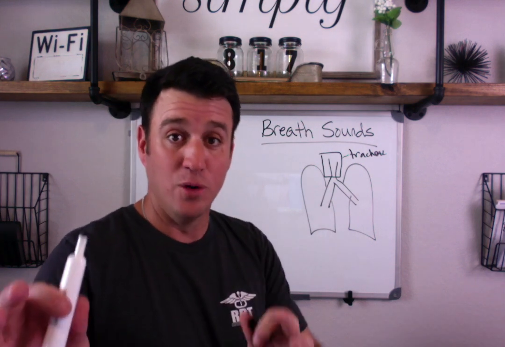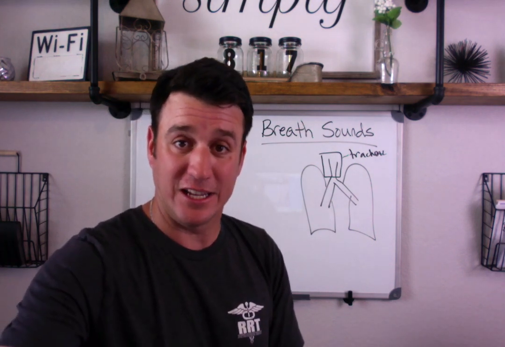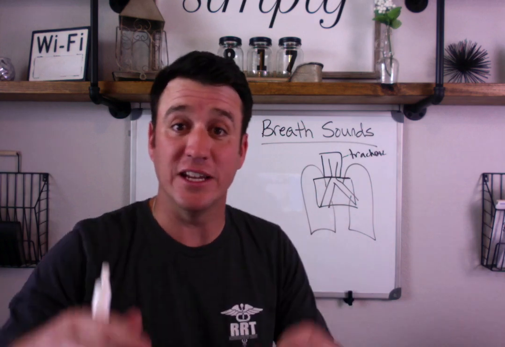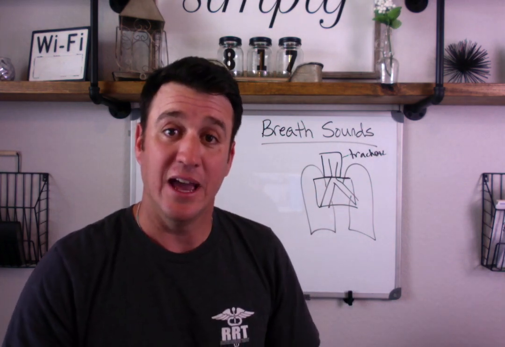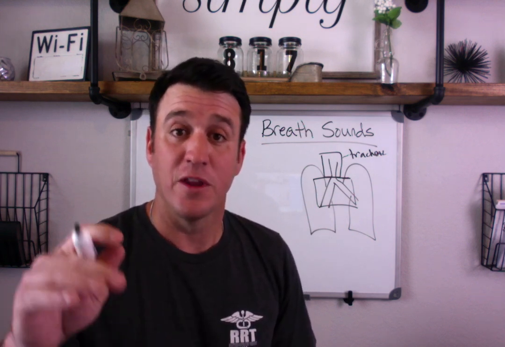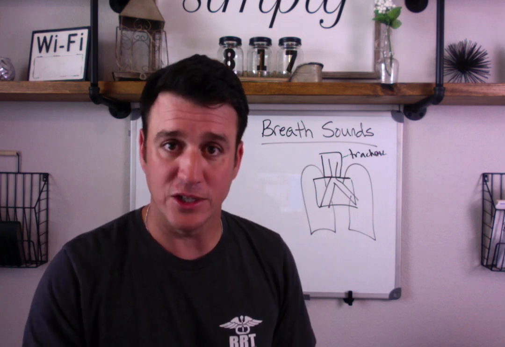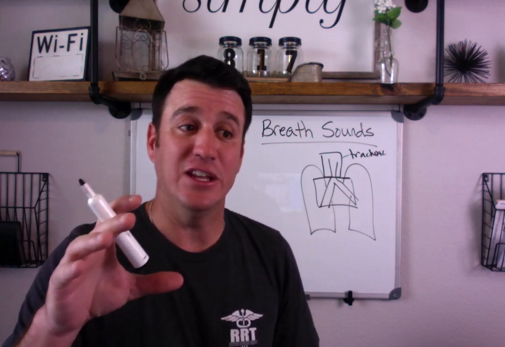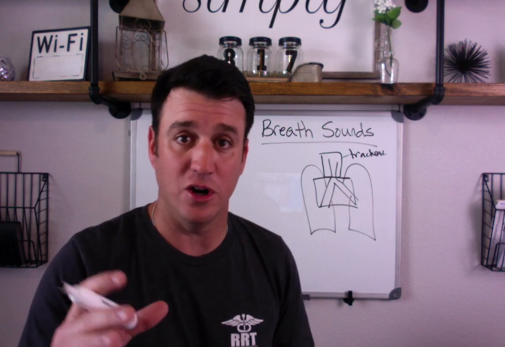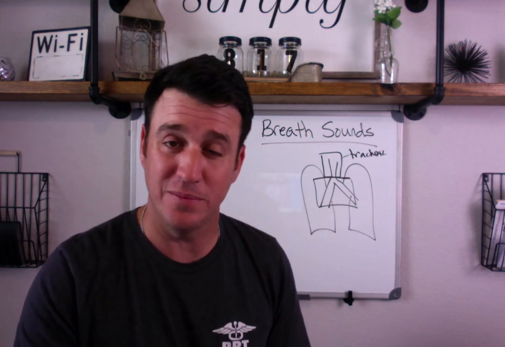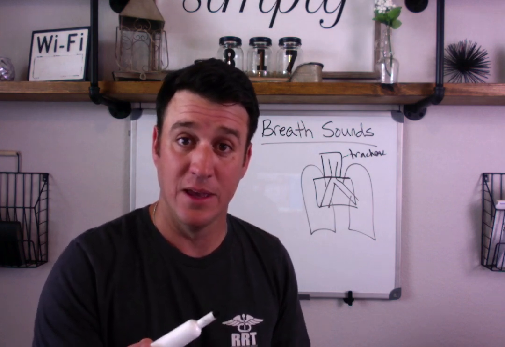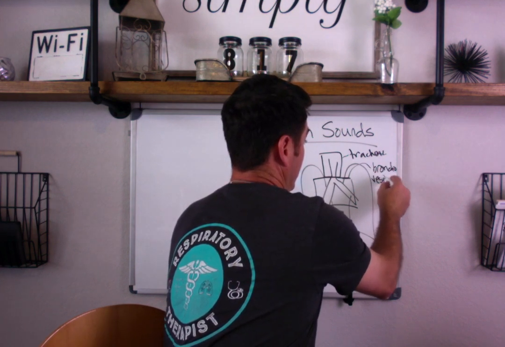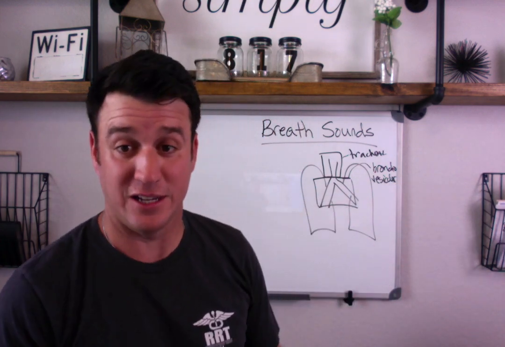Now, the second normal breath sound is bronchovesicular. Okay, now bronchovesicular falls in this range. Now the airways are getting smaller. You're incorporating the bifurcation and the two main stems, and you're going to hear all of inspiration, all of expiration. They're going to be clear, or they should be, if they're bronchovesicular. And you shouldn't hear any noises. It should be clear air movement all the way in, all the way out. You're going to hear all of it. But they're not going to be as loud as tracheal breath sounds. Okay? So you have tracheal, and then you have bronchovesicular there, okay?